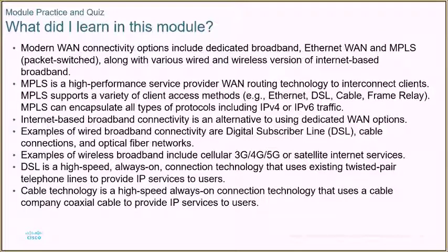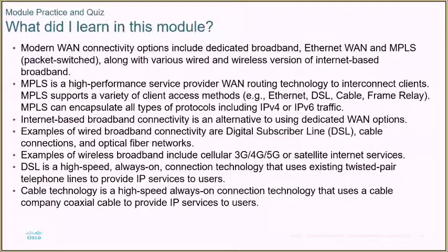It supports a variety of client access methods, be that Ethernet, DSL, cable, or frame relay, and can encapsulate all types of protocols, including IPv4 and IPv6. Internet-based broadband connectivity is an alternative to using dedicated WAN options, and the most common ones are DSL, cable, and optical fiber, at least for the wired ones. And of course, when it comes to wireless, there is cellular 3, 4, or 5G, or satellite internet connections.